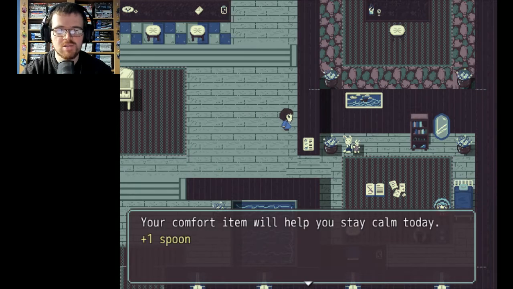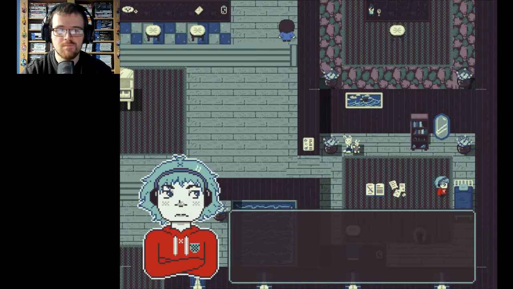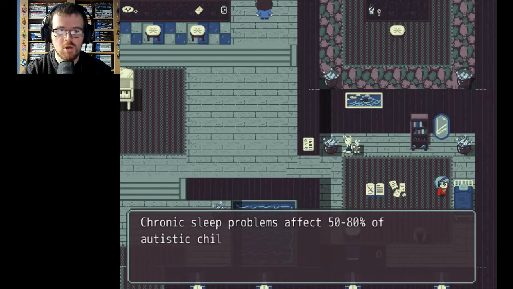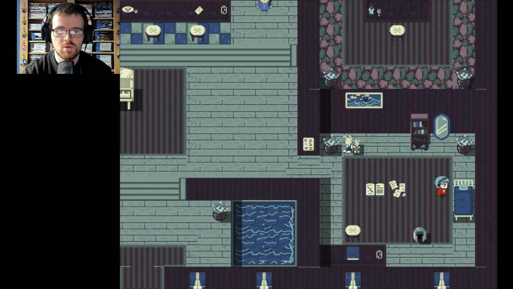Your comfort item will help you stay calm today. Plus one spoon. Bed. I'm so tired, but I can't get back to bed. Chronic sleep problems affect 50 to 80% of autistic children.